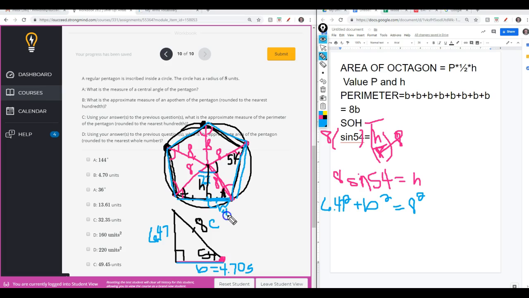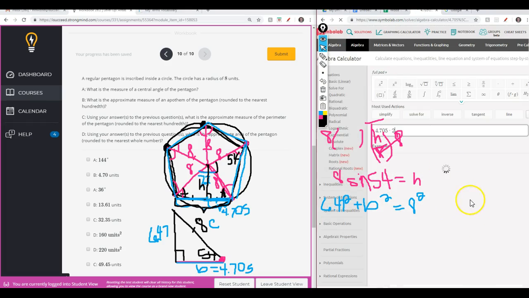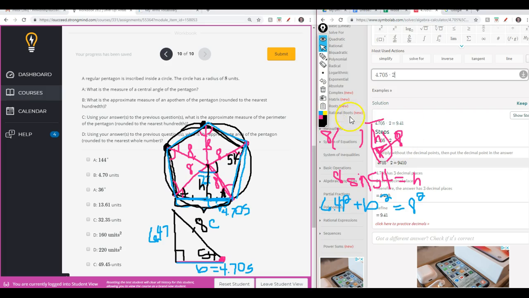So this is 4.705. So I'm going to multiply it by 2 so I can find this total length right here. And I'm going to draw that in a different color so we can find that total length of the base. So 4.705 multiplied by 2 is going to give us 9.41 as our base right here. So this whole side length right here is 9.41. So that means this side length right here is also 9.41.